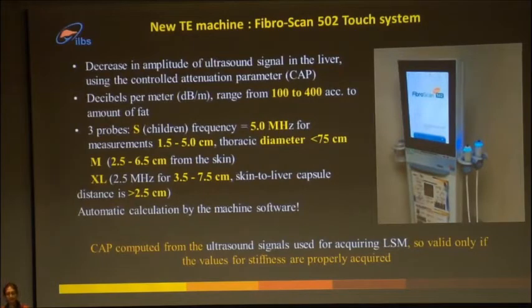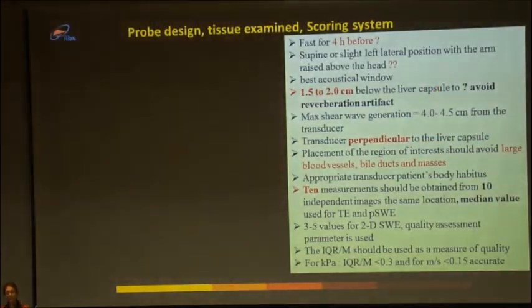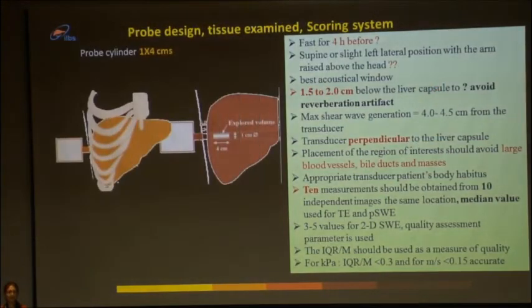The automatic calculation is by the machine software. It uses 10 median values, and the CAP is also computed from the same measurements from which we acquire the liver stiffness. So it's valid only if the value for the stiffness is correct. If you're calculating the stiffness correctly, only then is the CAP the correct measurement. Otherwise, CAP cannot be defined as a right measurement.